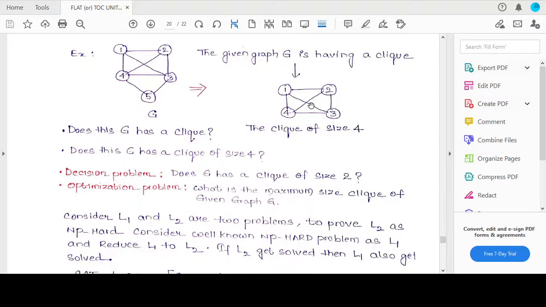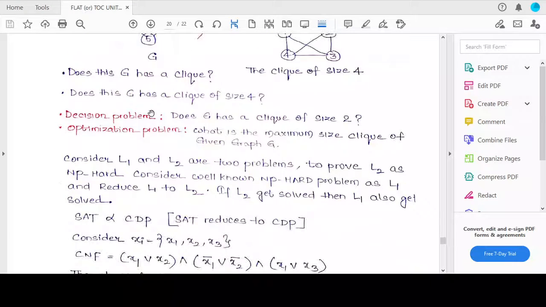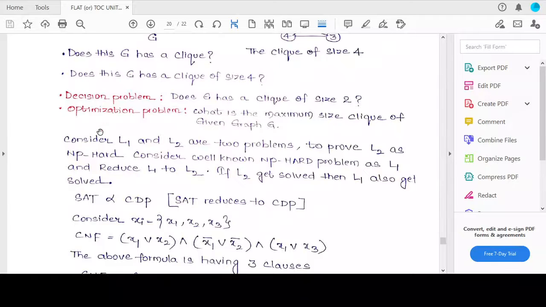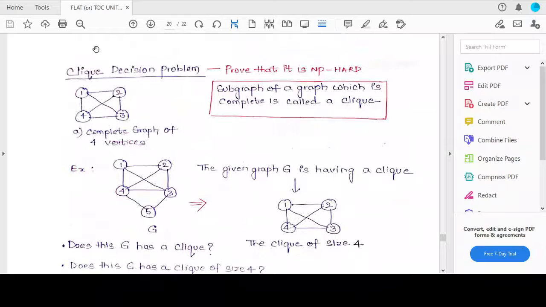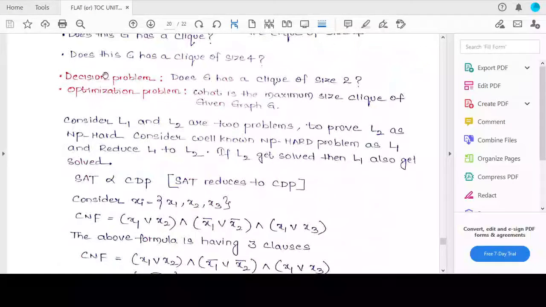Okay. Now next one, generally we have problems like decision problem and optimization problem. So here we are considering the clique decision problem. I think you should be in a position to identify the difference between decision problem and optimization problem. So what is a decision problem? It is a problem for which the answer could be either yes or no, right? One example is, does the given graph G have a clique of size 2? The answer could be either yes or no.